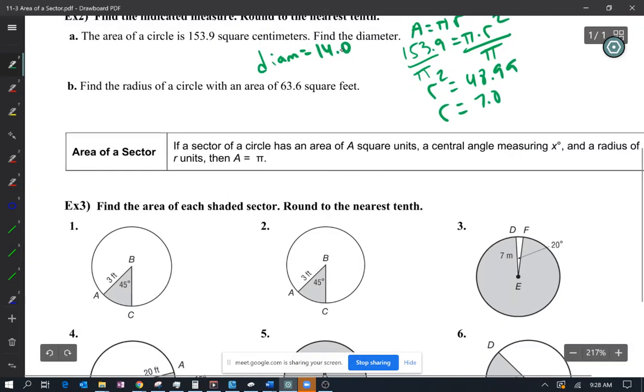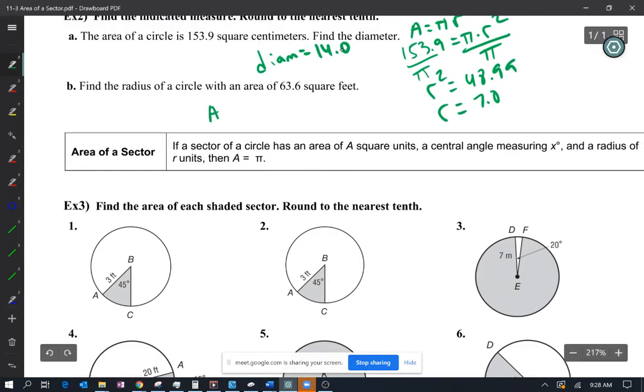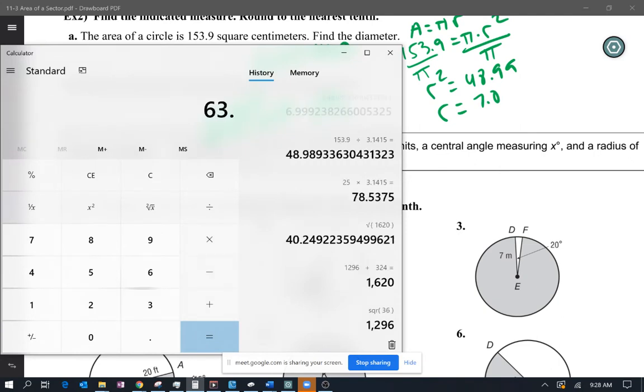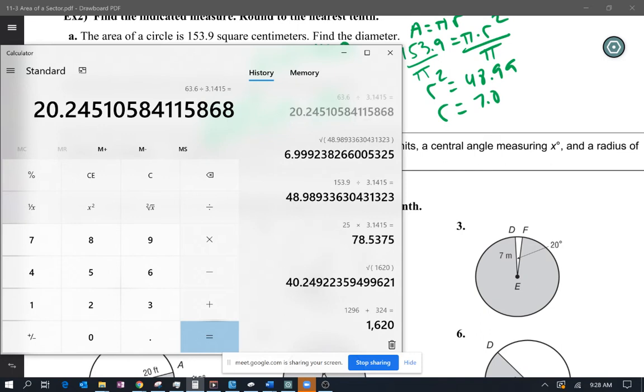All right, same thing on the second problem. Area equals pi r squared. So 63.6 is equal to pi r squared. So r squared is equal to 63.6 divided by 3.1415, so around 20.3, 4.25.